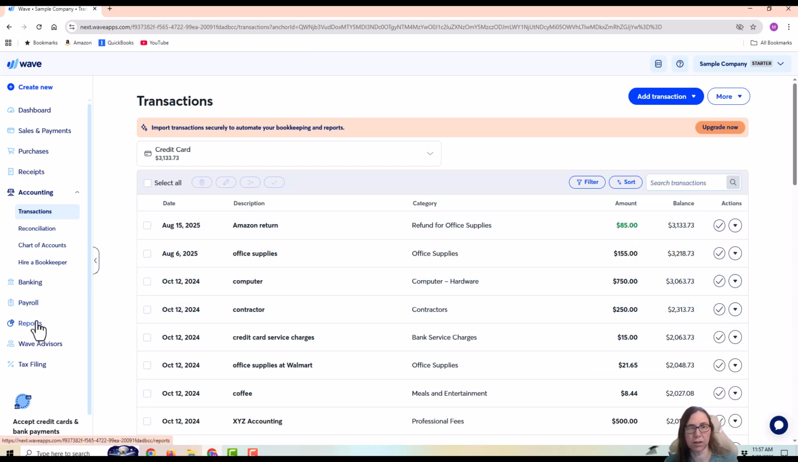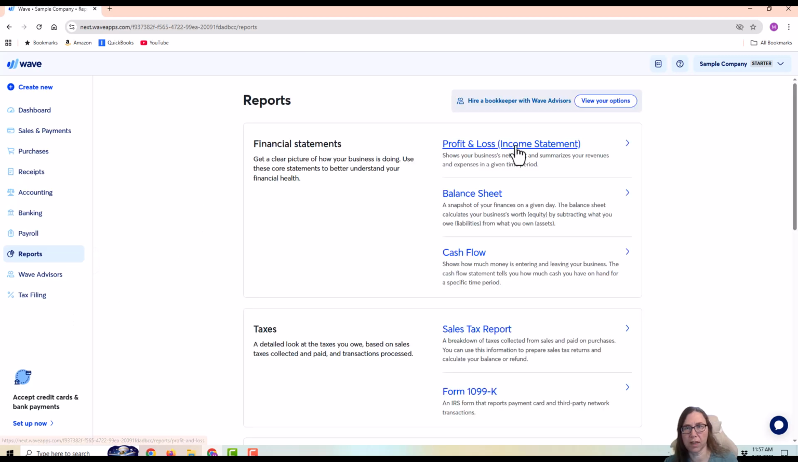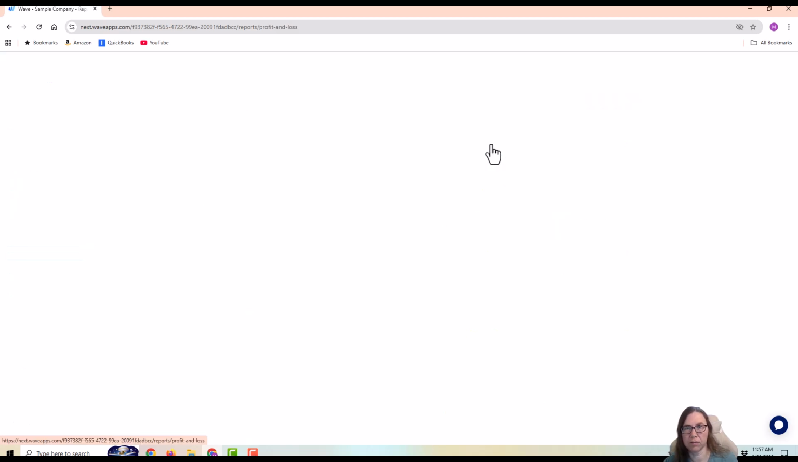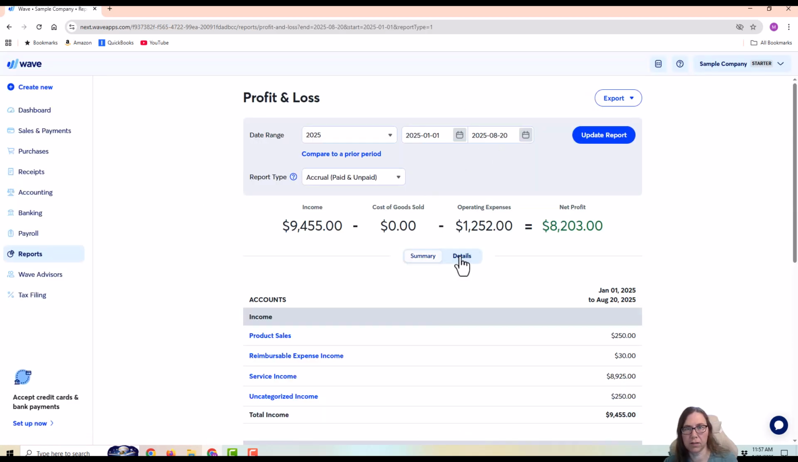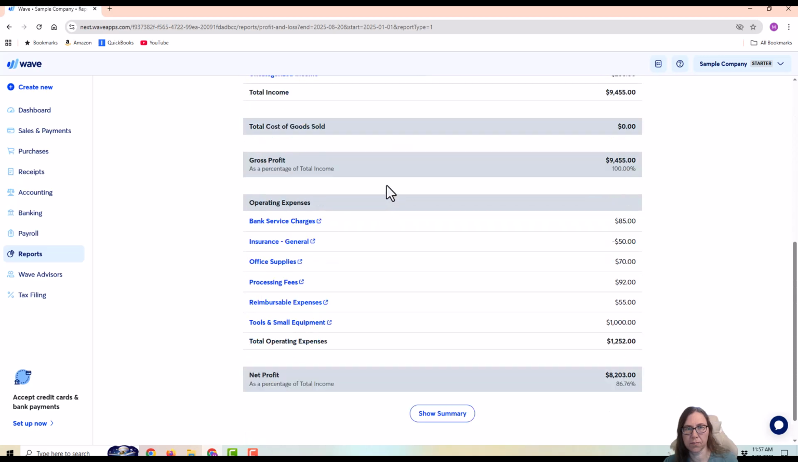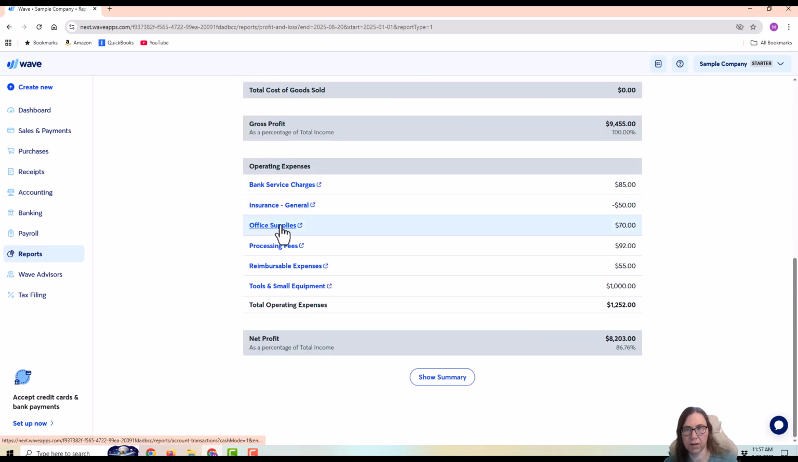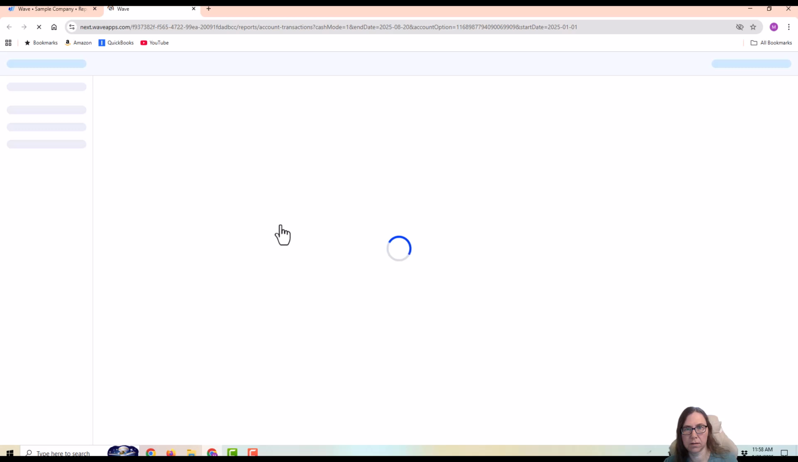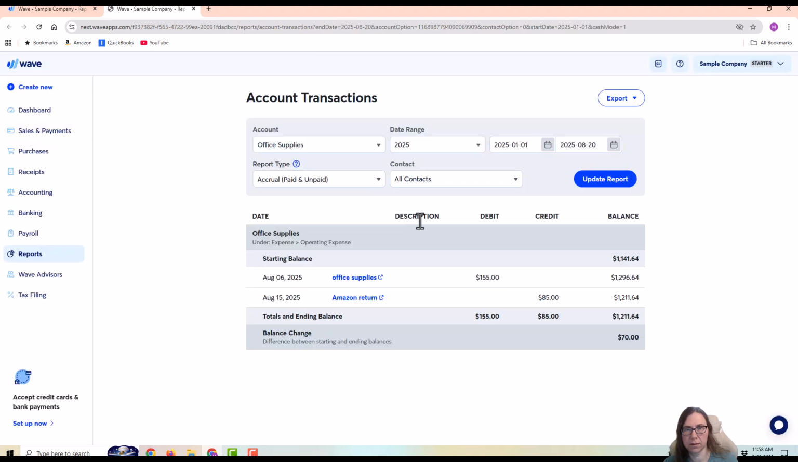I'm going to go ahead and run a report real quick so you can see what that looks like. So I'm going to go to the profit and loss, details, and here's the office supplies account. And you can see the purchase, which is a debit to the expense account, and the return is a credit, so it's going to subtract, and the net amount of expense is $70.